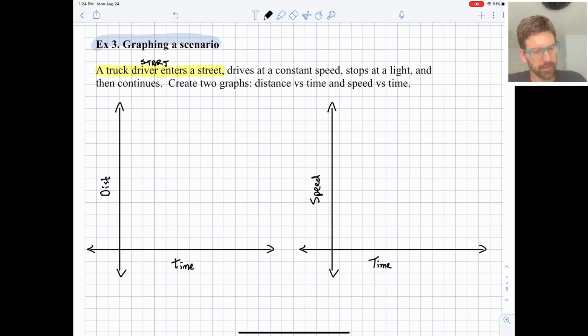And I think we can just think about distance from wherever the truck driver entered that street. So the truck driver entered that street at time 0 and at distance 0. Okay, let's say that. And it says it drove at a constant speed. So that means a straight line got that truck farther and farther, constantly away from the start. Then it stopped at a light, so that means the distance didn't change. And then it continues.